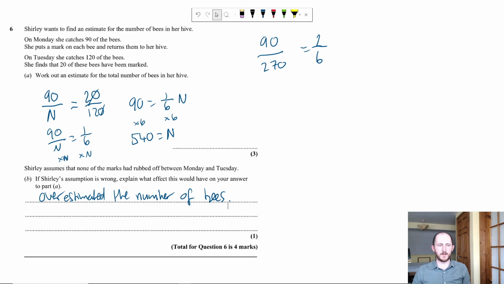Okay. Hopefully that makes a bit more sense. I did kind of go into the explanation a bit deep there because I find that quite a few people aren't too sure about capture-recapture, but I hope that makes sense.